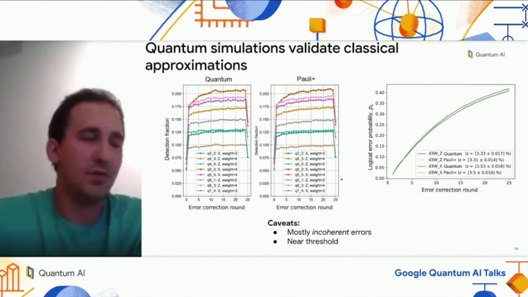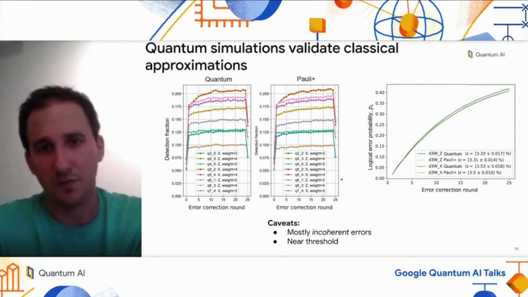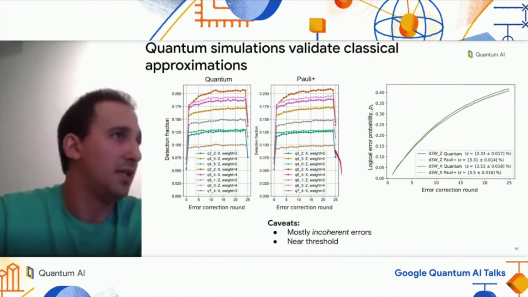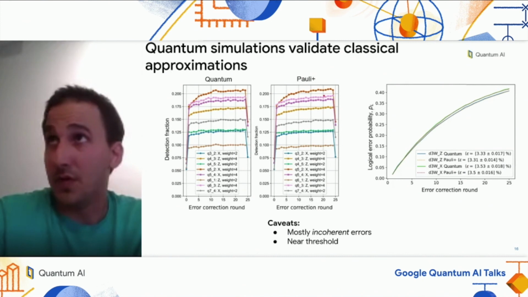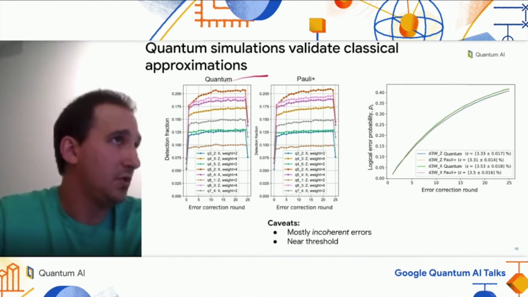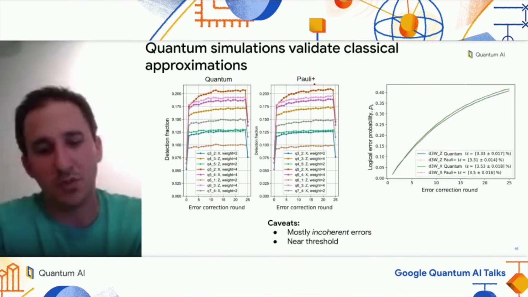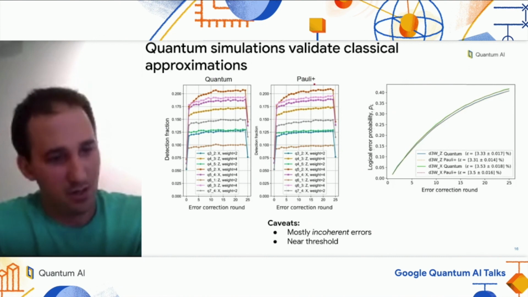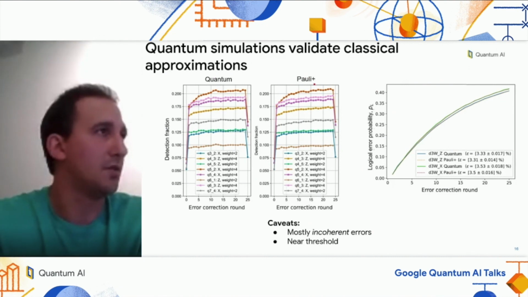Here I have the results of a simulation of our distance 3 surface code experiment. For each one of these points, this corresponds to about 200,000 samples. Here I'm comparing the quantum simulation with the Pauli plus simulation. Here the Pauli plus is the result of doing this kind of approximation that also accounts for leakage and lets us include things like multi-qubit crosstalk as well.